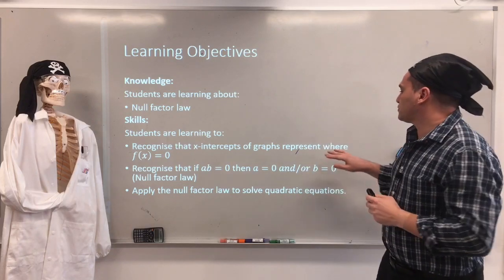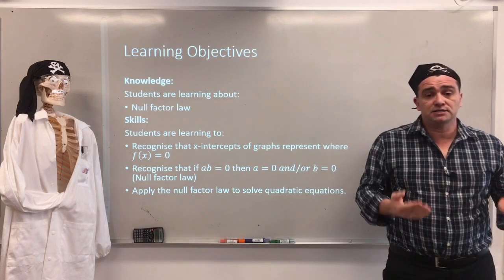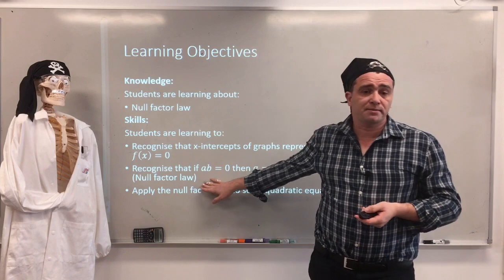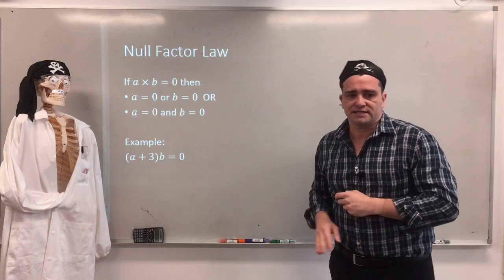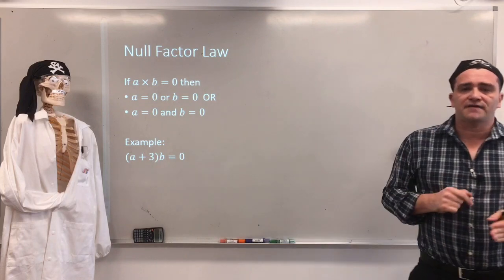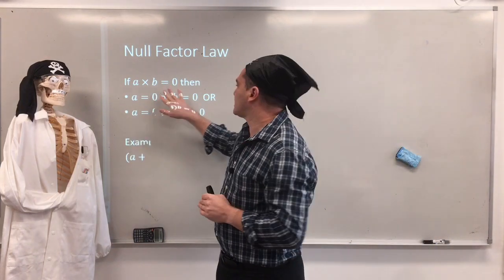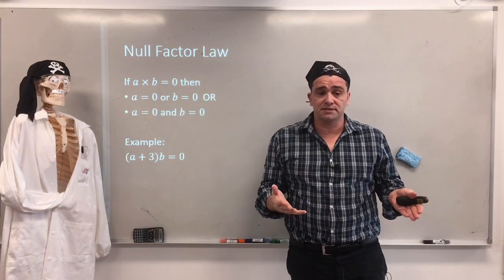So we're going to recognise once again that the x-intercepts of a graph are where the function is equal to 0, and that if we multiply numbers that equal 0, then either of the values is 0. We're going to go into that in a second. What the null factor law tells us is, if we multiply two numbers together and they equal 0, then one or both of those numbers must be 0.